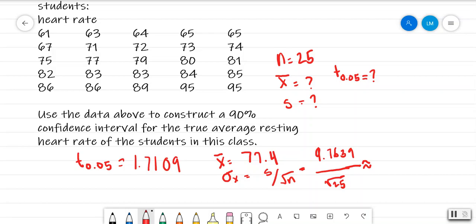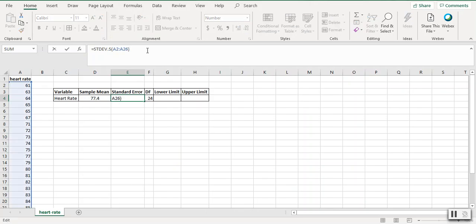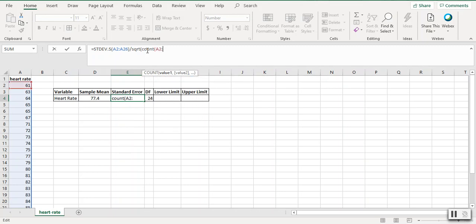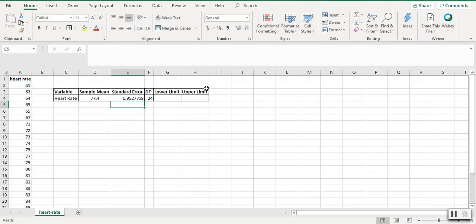Let's go back over here, and we're actually going to add more to this, because I want it all in one. So we have the square root of count. Okay, this is a little strange. We're going to count A2 through A26. We'll close that, so it should count 25. If you want to see this, you can. Oh, wait, we'll show it in a second. Then we'll just close this and hit enter.